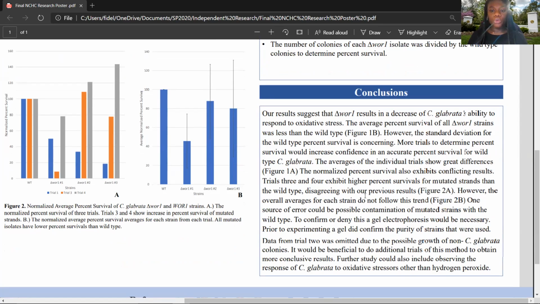And lastly, if I were to do more further study and give myself more confirmation, I would like to test or observe the response of Candida glabrata to oxidative stressors other than hydrogen peroxide. I think that would just give more information and better confirmation on if that WAR1 transcription factor was sensitive and controlled hydrogen peroxide.